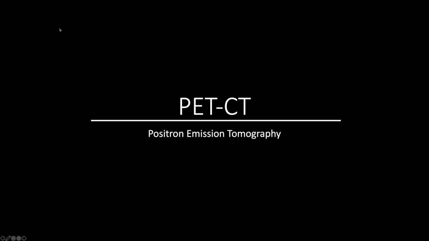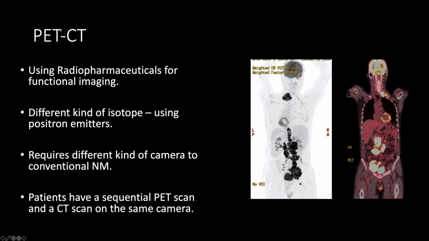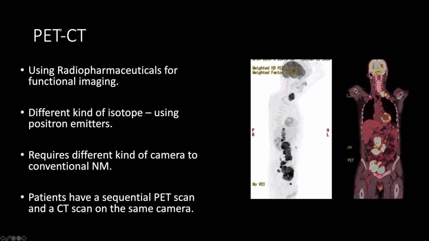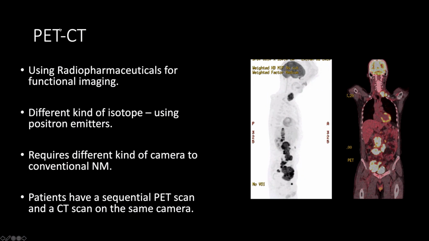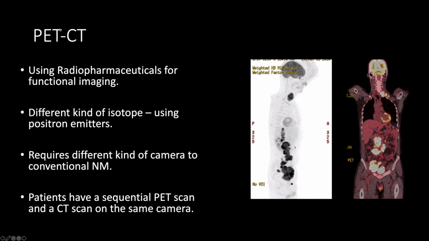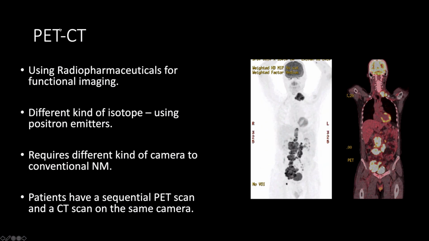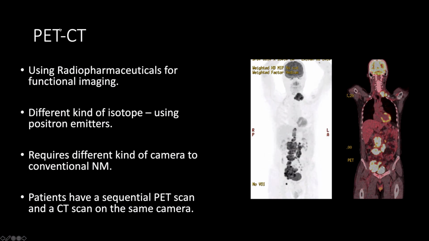So now we are moving on to PET-CT, or positron emission tomography. It has several similar things to the other kind of nuclear medicine imaging we talked about before. It is essentially still using radiopharmaceuticals for functional imaging. But PET-CT uses a very different kind of isotope. It uses specifically isotopes that are called positron emitters. Positron emitters are very high energy releasing gamma emitters, essentially.